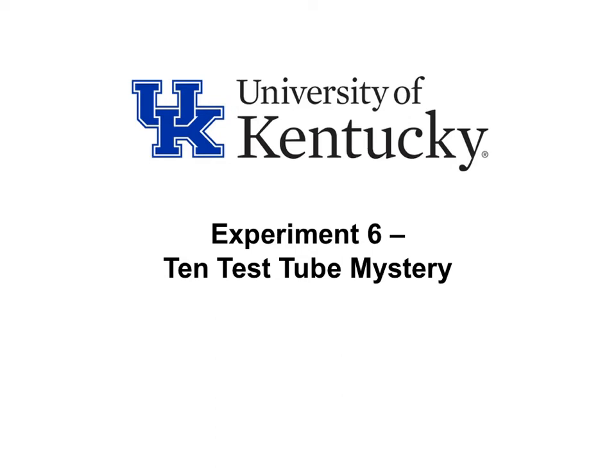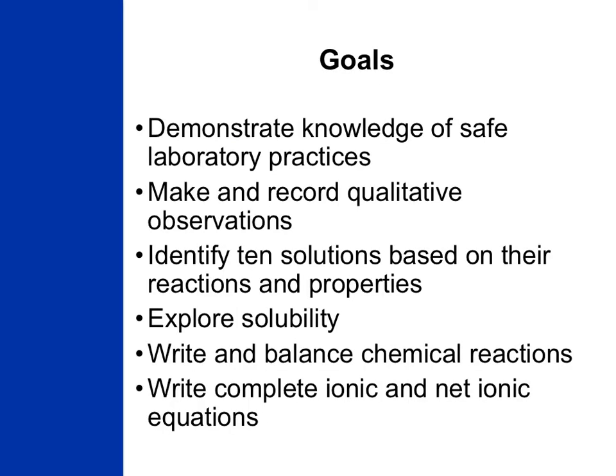In this experiment, we'll be trying to identify a series of aqueous solutions using chemical methods. We are going to apply our lab safety knowledge to continue to work safely in the lab. We will also work on developing our observation and note-taking skills through qualitative observations to identify the 10 aqueous solutions based on the chemical reactions that occur and other properties of the solution. We will apply the solubility rules to write balanced chemical reactions and then practice writing net ionic equations.